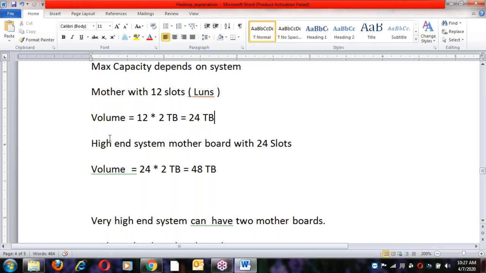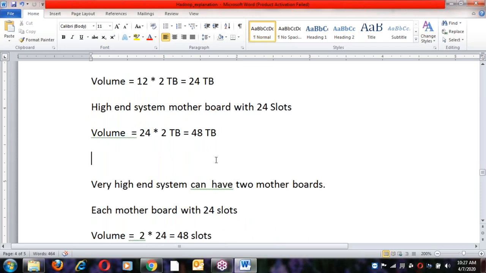Next, high-end motherboards. A high-end motherboard can have 24 slots. If it is 24 slots, what's the total volume? 24 into 2 is equal to 48 TB. So this is a high-end system, and its capacity is 48 TB.